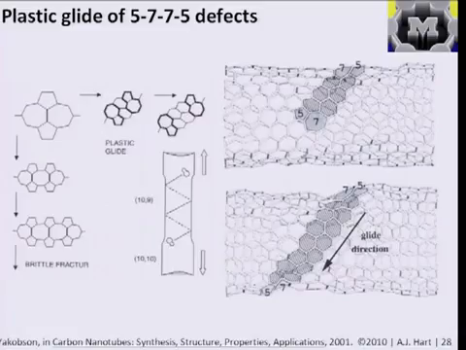Question in the back. In zigzag as well as armchair, or is it specific to chiral? As far as I know, it would happen in all nanotubes, but maybe the orientation of the defects could change.